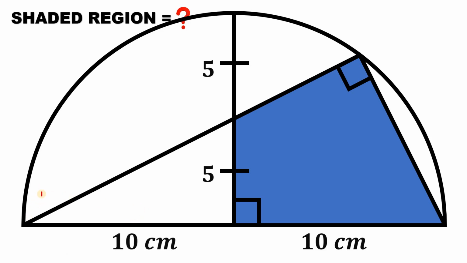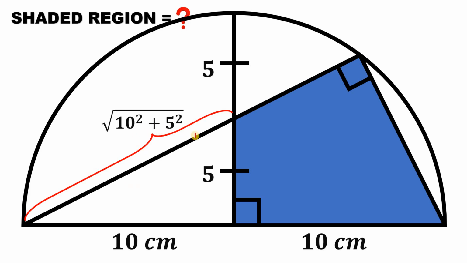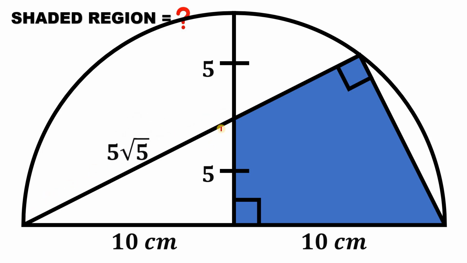Now the question is, how long is this segment, or the hypotenuse of this white right triangle? Using the Pythagorean theorem, we have the square root of 10 squared plus 5 squared, which is 100 plus 25. If we add, we have 125, which is 25 times 5. The square root of 25 is 5, so the length is just 5 times square root of 5. So this is the length of the hypotenuse of this white right triangle.